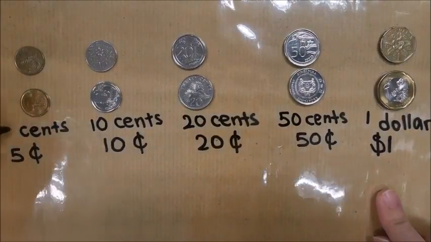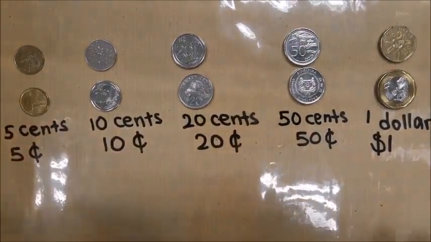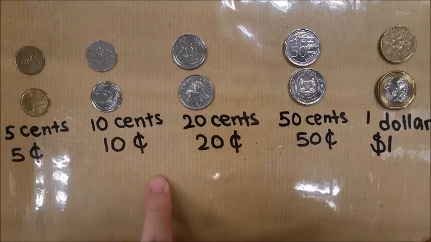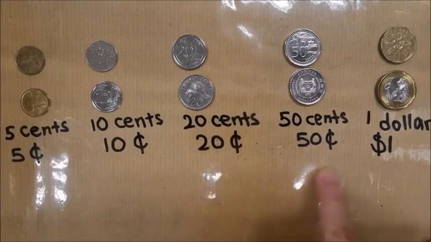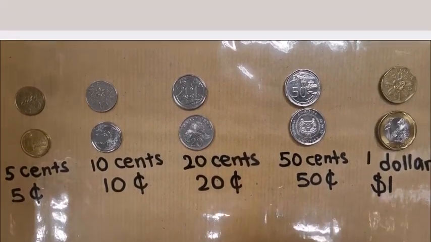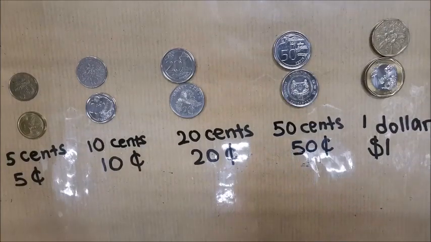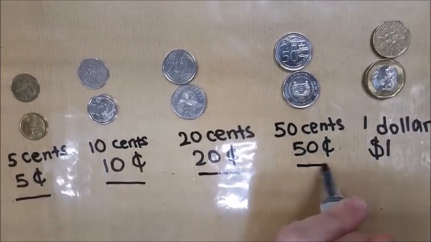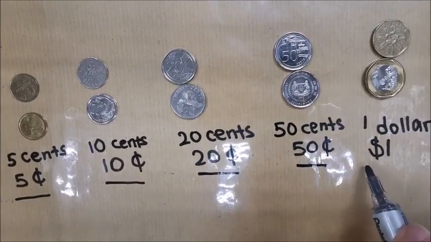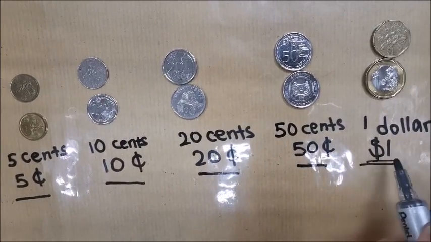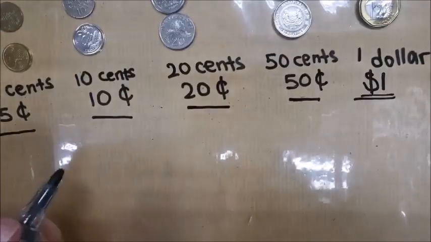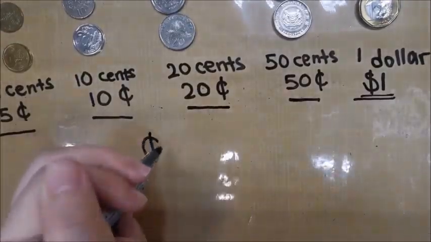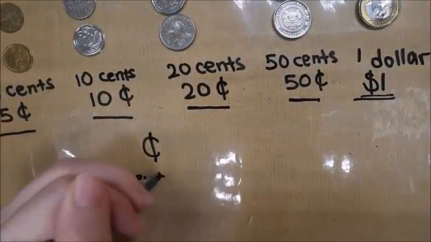Let me move this closer. So we have 5 cents, 10 cents, 20 cents, 50 cents, and $1. You will notice that some coins are in cents and some coins are in dollars. So what is the difference between cents and dollars?